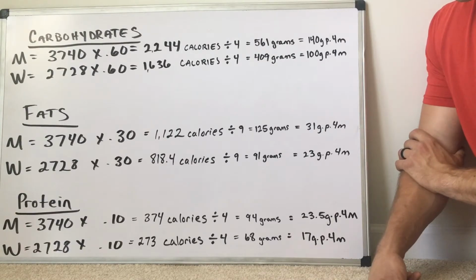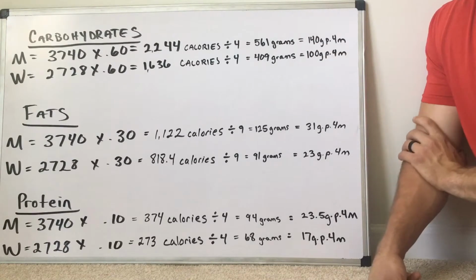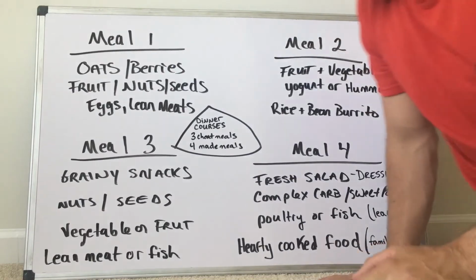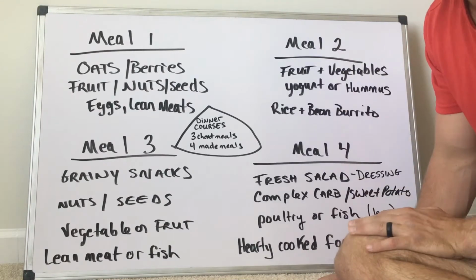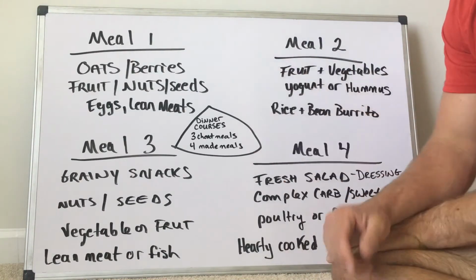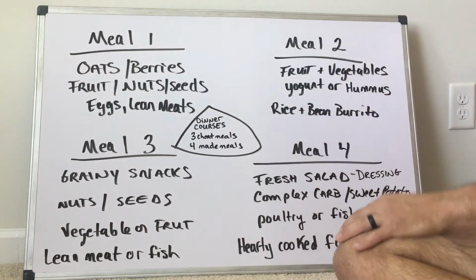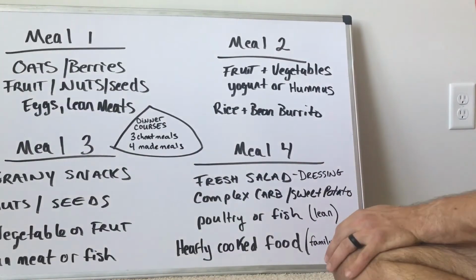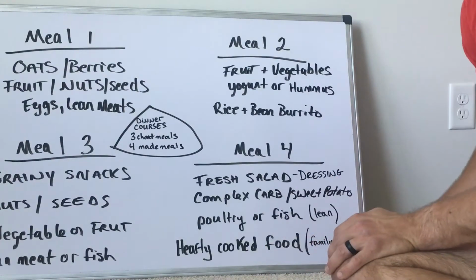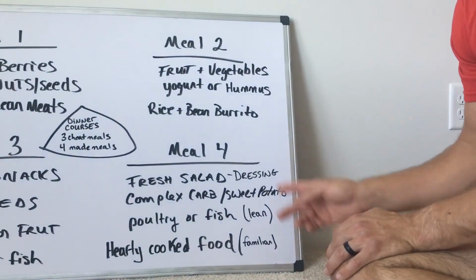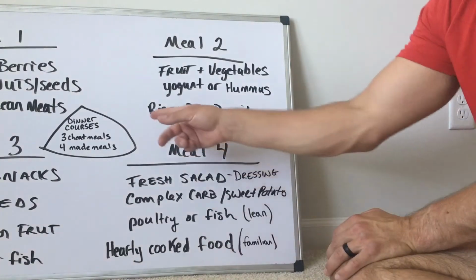And this is going to look at carbohydrates, fats, and protein intake from calories and grams, and if you ate 4 meals per day. Alright, so what might 4 meals look like that have different rates of carbohydrates, fats, and proteins? So meal 1, we have oats, berries, fruit, nuts, seeds, eggs, and lean meats. Meal 2, we have fruit, vegetables, yogurt or hummus, rice, bean, burrito. Meal 3, we have grainy snacks, nuts and seeds, vegetables or fruit, lean meat or fish. And then meal 4, we have fresh salad with dressing, complex carbs, sweet potato, poultry or fish, and hearty cooked food.